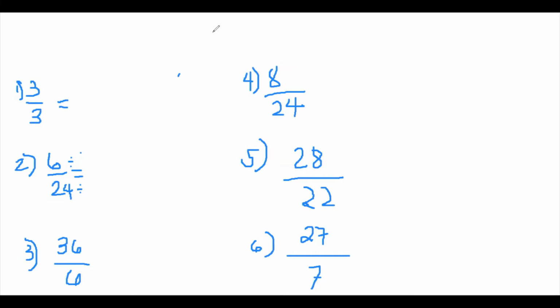Anyway, we have here in our first example 3 over 3. The simplest form of 3 over 3 is 1. Anyway, why do we need to simplify our answer? Always do not forget this, my fellow learners.